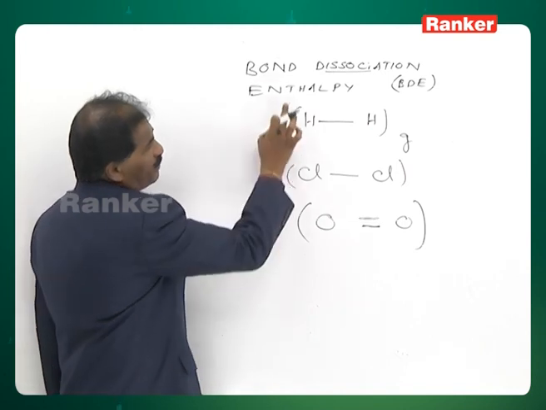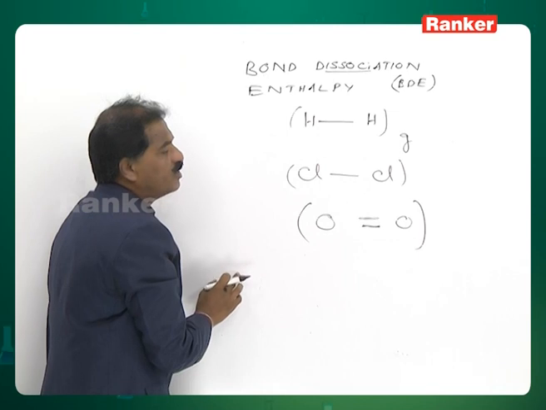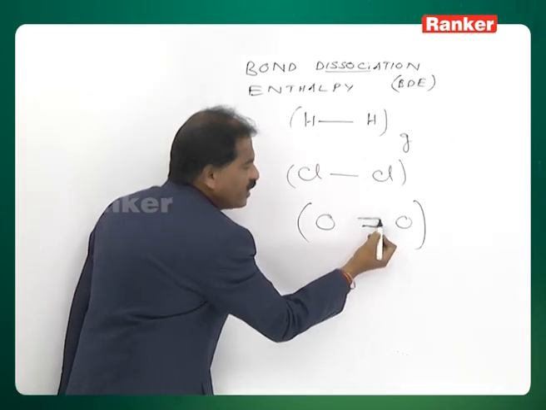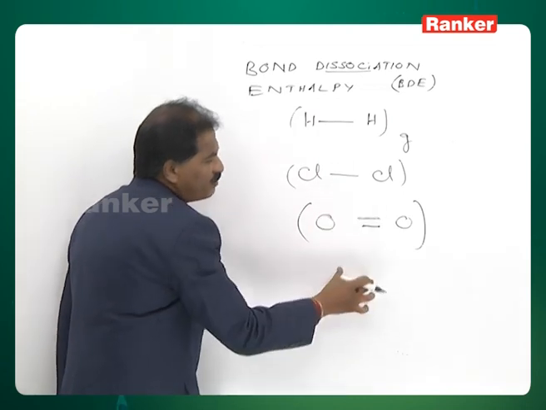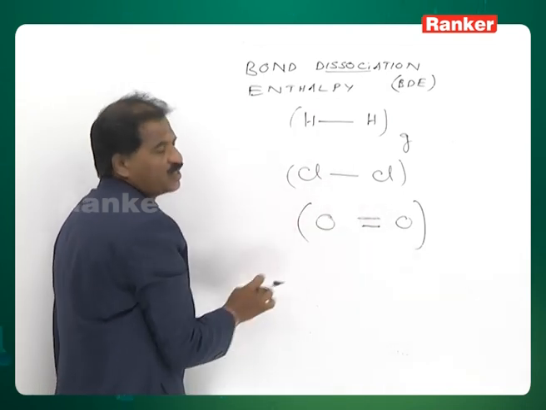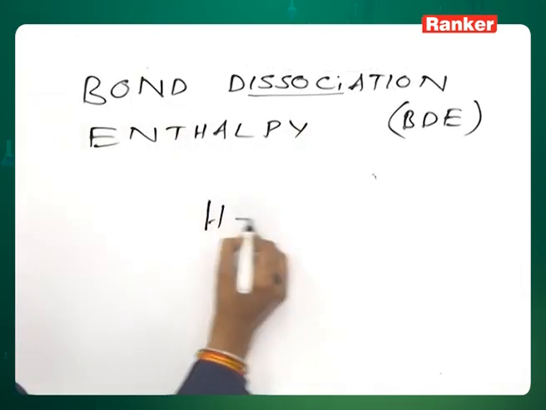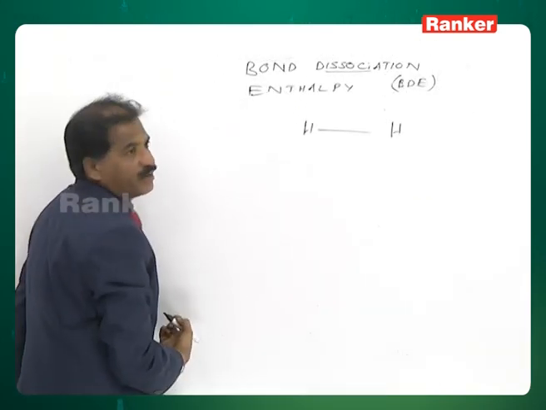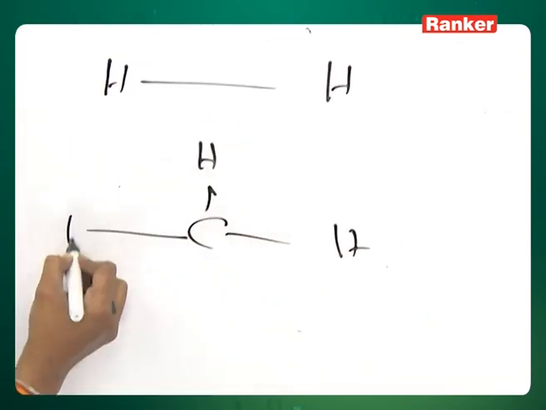Therefore, the difference between bond dissociation and dissociation enthalpy of the molecules is energy required to break all bonds present in 1 mole of the molecules is called dissociation enthalpy. Next, this is a diatomic molecule. Next, methane, it is a polyatomic molecule.